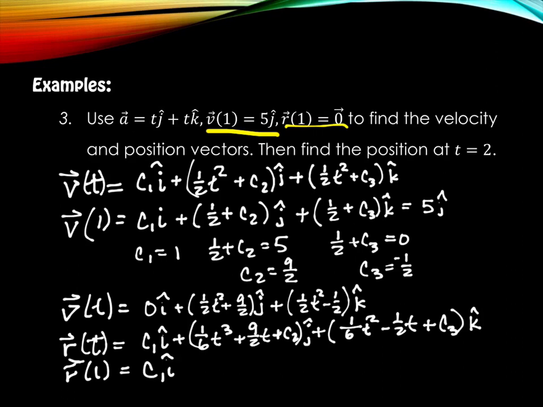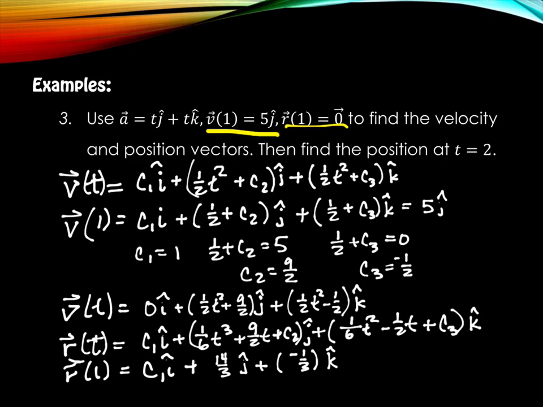So it's going to be c1i, that's fine. When I have 1/6 plus 9/2, that's what's going on there. I end up with 1/6 plus 9/2 is 14/3. I don't know why I have those parentheses on there. Let's take those off. That's j. And then we have the same thing, the 1/6. Now it's minus 0.5. That's negative 1/3. For k.